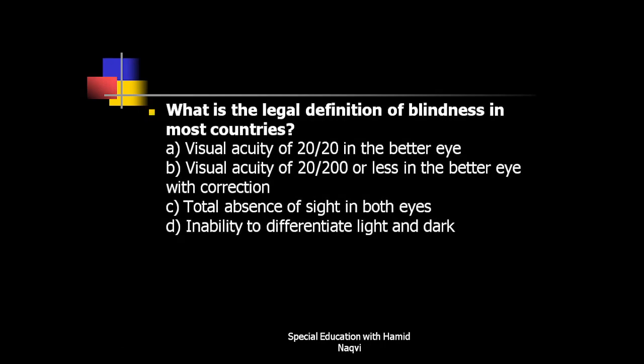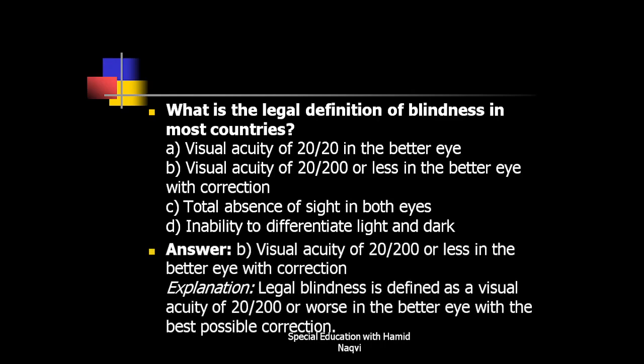What is the legal definition of blindness in most countries? Visual acuity of 2 by 20 in better eye, visual acuity of 20 by 200 or less in the better eye, total absence of sight in both eyes, inability to differentiate light and dark. Answer is visual acuity of 20 by 200 or less in the better eye with correction. Legal blindness is defined as a visual acuity of 20 by 200 or worse in the better eye with the best possible correction.